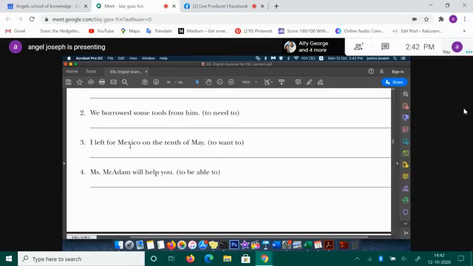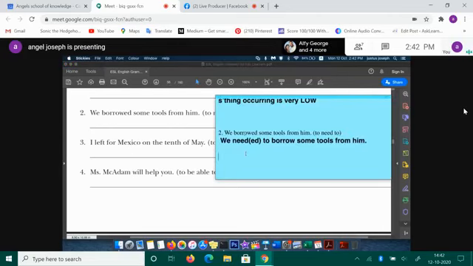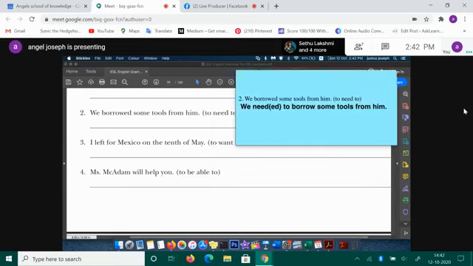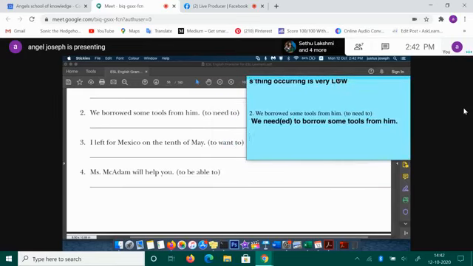You have to use want to and you have to change the sentence. I left for Mexico on the 10th of May. I left for Mexico. Something that's already been done. Right? So what will this become? Wanted to. I wanted to leave Mexico. And the rest is the same. Left was showing you the past here, right?